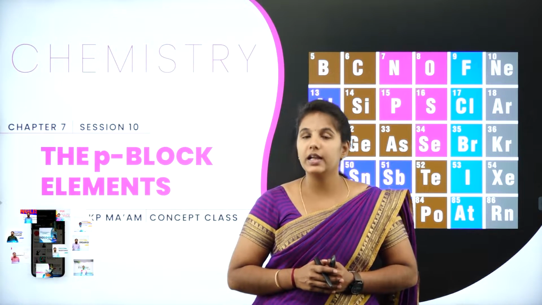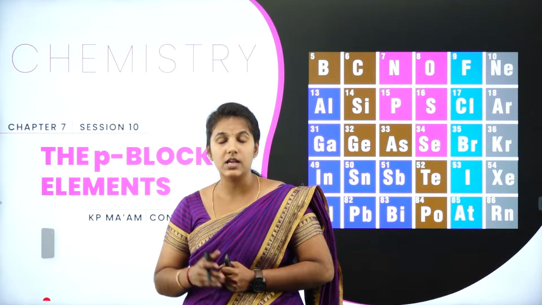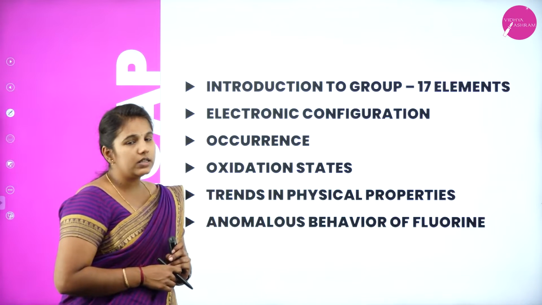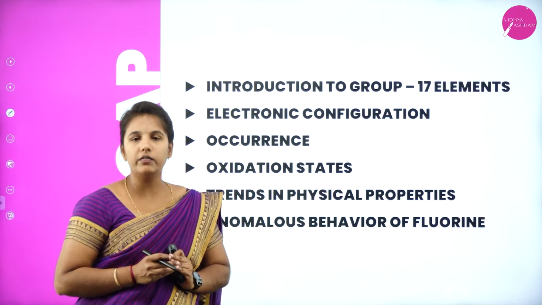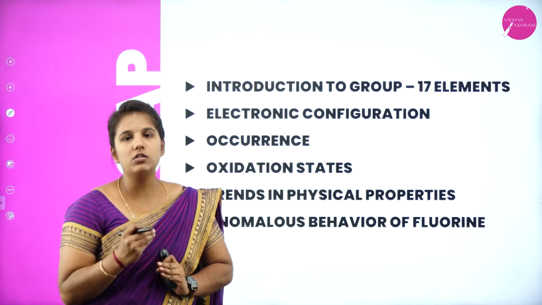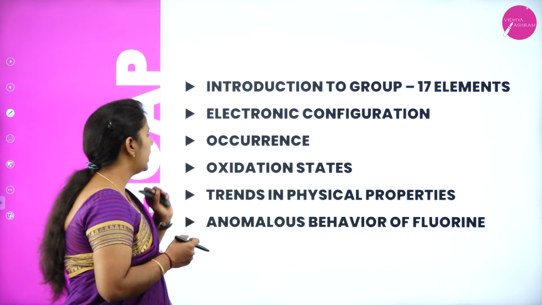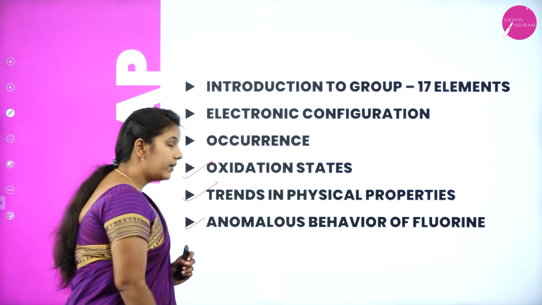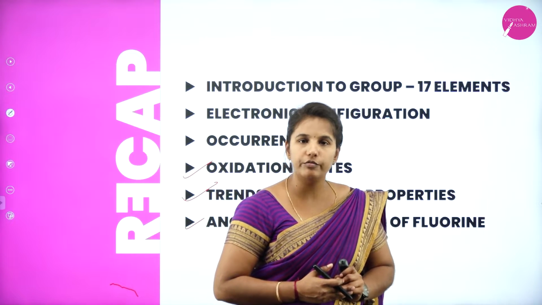My dear students, in our last discussion, we were dealing with a unit called p-block elements. Under this unit, we have discussed the introductory part of the group 17 elements. In that, we have learned which elements belong to group 17, and also the general electronic configuration, occurrence, oxidation states and trends in their physical properties. Very importantly, we have learnt about the anomalous behavior of fluorine.